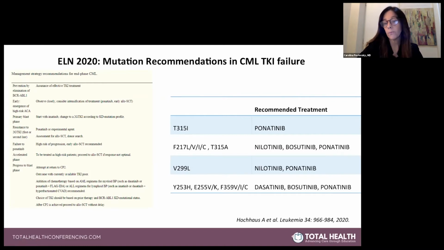Also, for progression to blast crisis, we can attempt a second chronic phase, as we all know, but the outcome with currently available TKI is poor, so we must switch to chemotherapy as recommended.